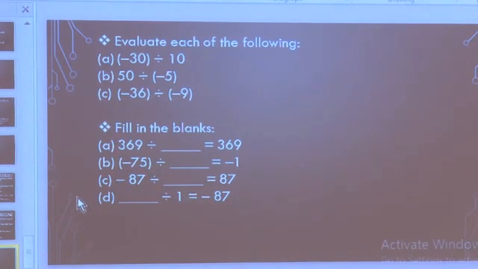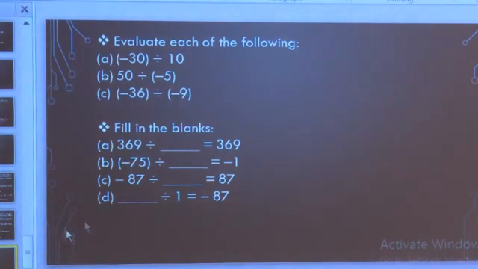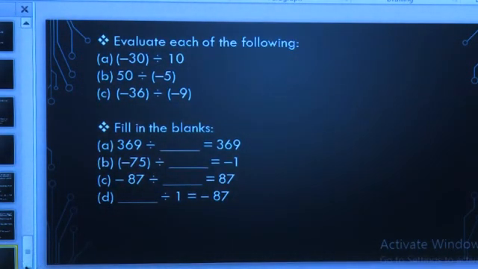So has everyone understood these simple fill in the blanks? You can create your own and write them here. So please solve different types of examples.